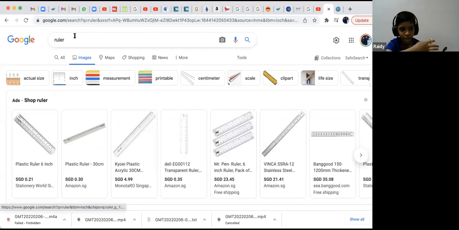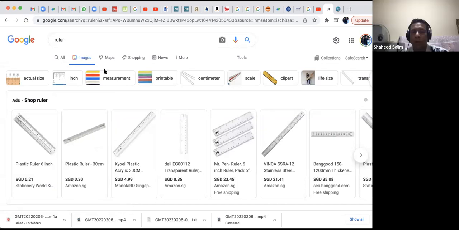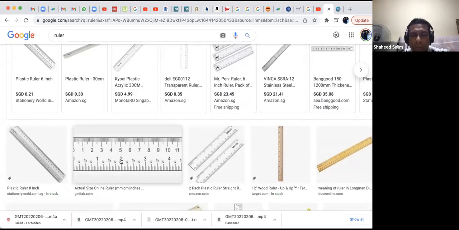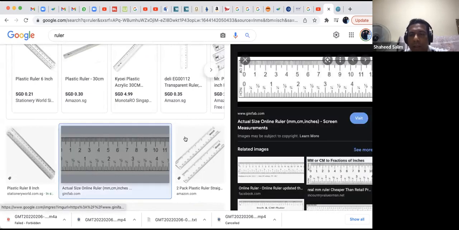A ruler that cheap, 21 cent. Where is it? So I will buy. Okay, let's see. I need to buy. Hold on. Down here. This one. Can you see this one?